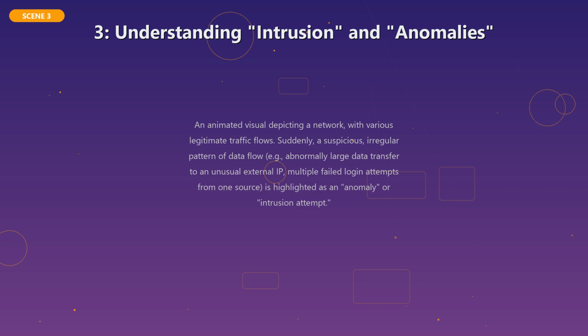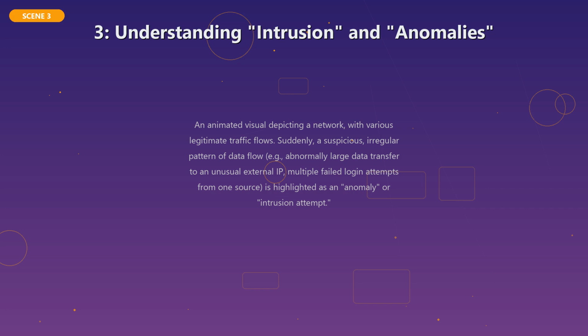In a network, anomalies could manifest in many ways: an unusual number of failed login attempts from a specific IP address, an abnormally large amount of data being transferred from an internal server to an external, unrecognized destination, a server suddenly communicating with a known malicious command and control server, or even a user account performing actions it has never performed before, like accessing sensitive files at 3 a.m.